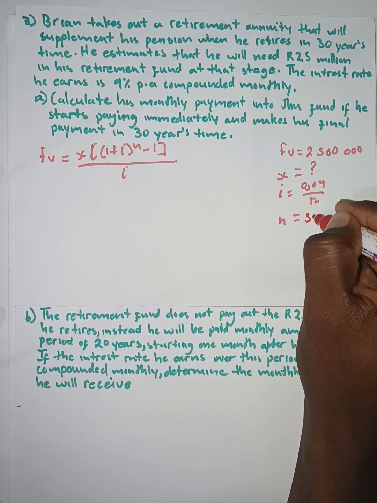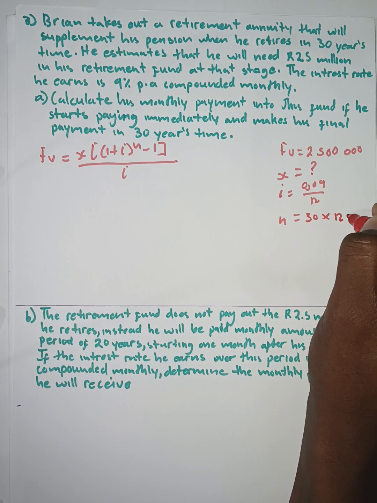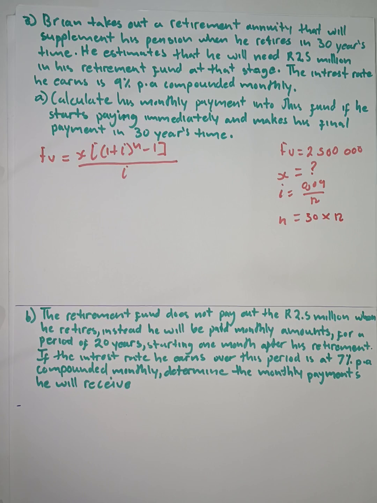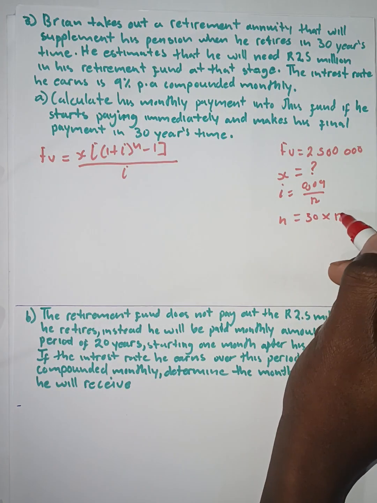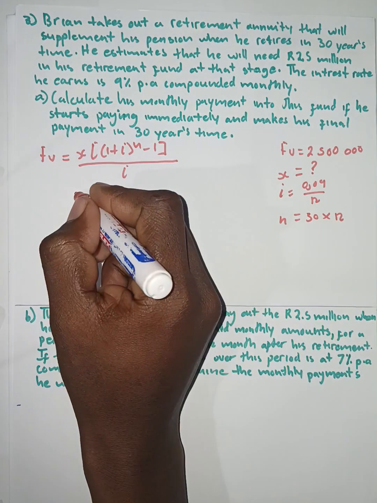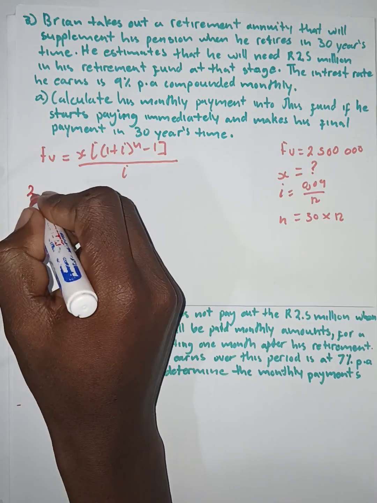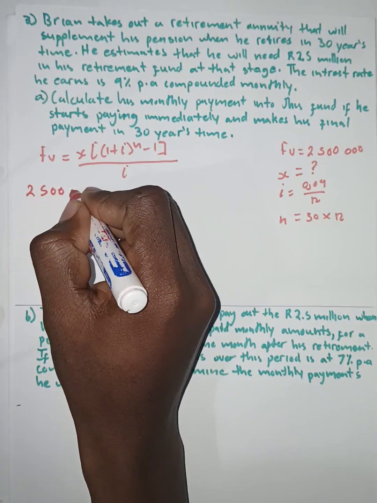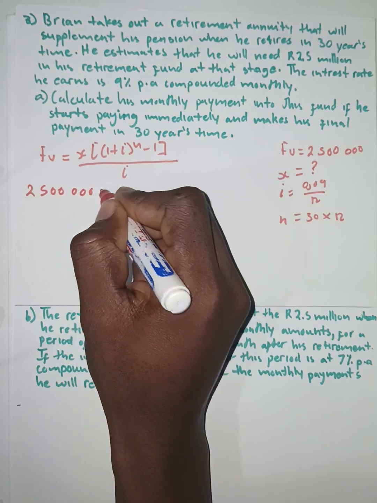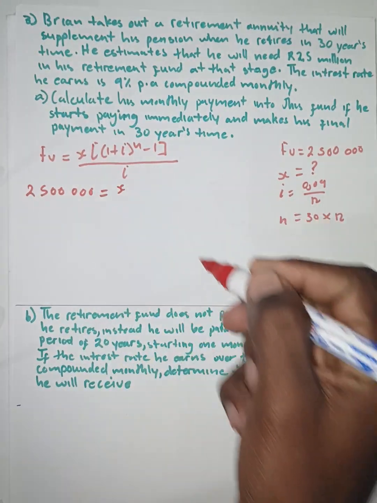So this would actually be 30 multiplied by 12, because in this case we know that he would make 12 payments in 1 year. So in 30 years he would need to make 30 multiplied by 12 payments. So this would be the number of years. Of course, we know that he needs to have 2.5 million, so this would be 2.5, 1 2 3. Again, we don't know that X, so we leave that open.